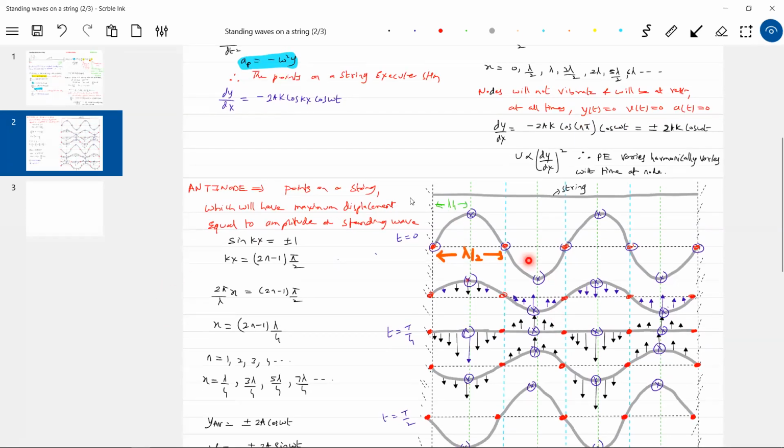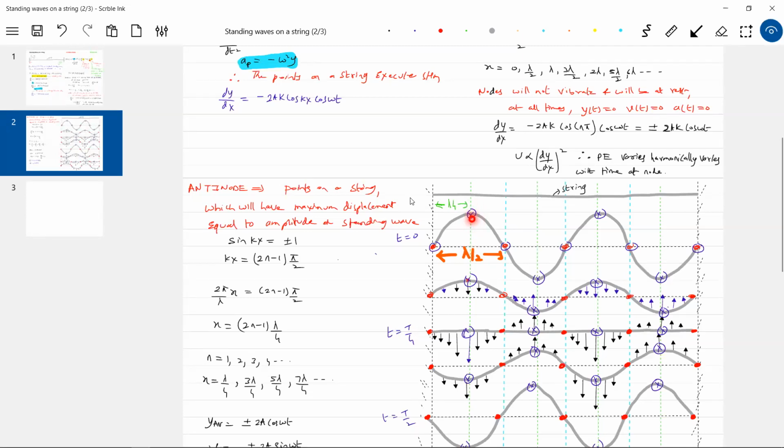And what's happening to those executing SHM? There are 3 categories here: nodes, antinodes, and points other than nodes and antinodes. Who are executing SHM? Other than nodes, all points are executing SHM. Okay, fine. That's one point. Next, again, who will have amplitude equal to the amplitude of the standing wave? Only the antinode.